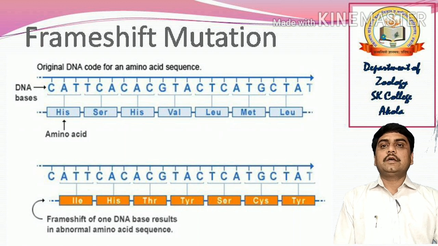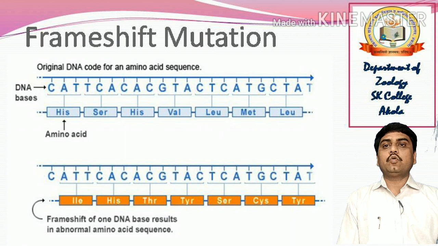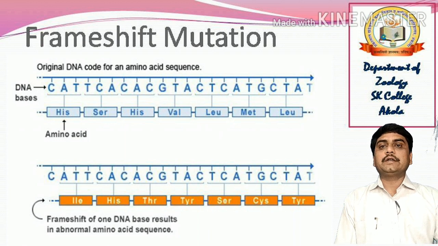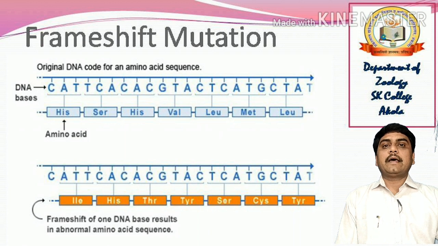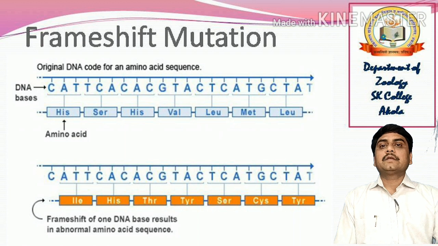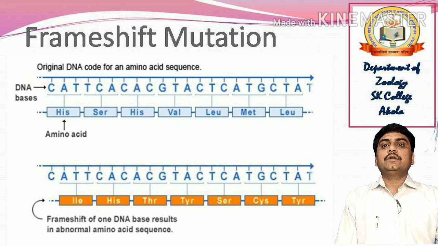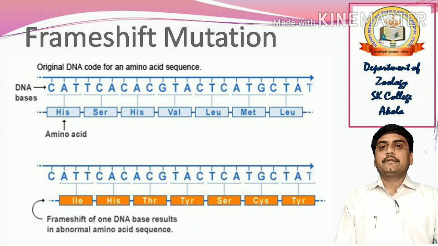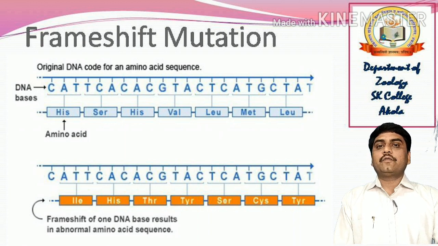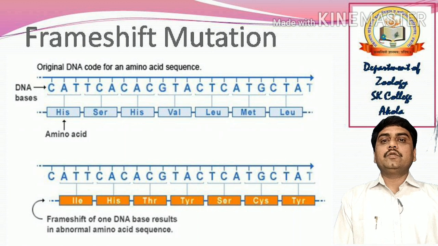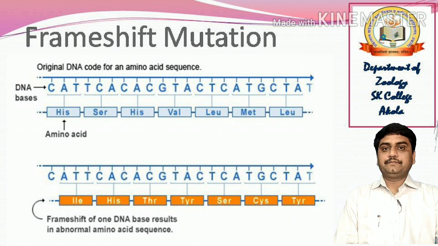See, on the first lane you are seeing the normal DNA bases, which code, for example, CAT codes for histidine, serine, histidine again, valine, leucine, methionine, and leucine again. These are the normal sequence of amino acids which this particular DNA will code in future. And if due to the frameshift mutation there is a change in any particular base, in the middle you are able to see the tyrosine.